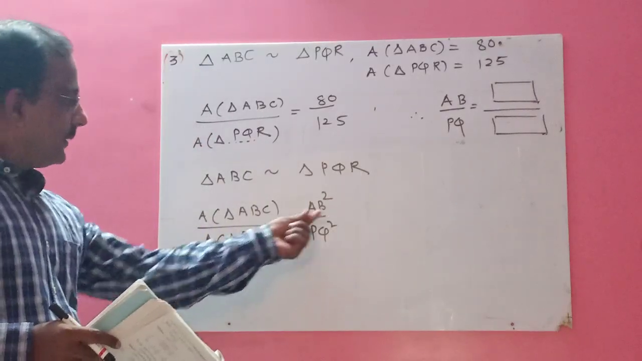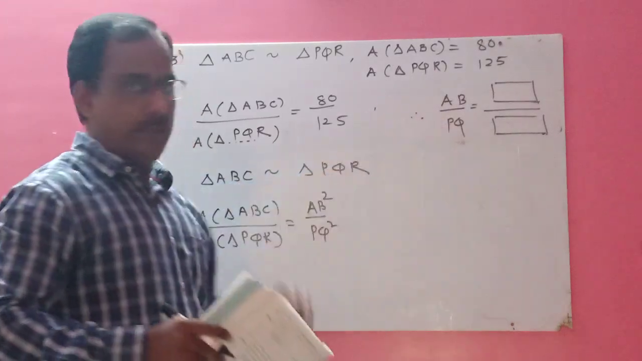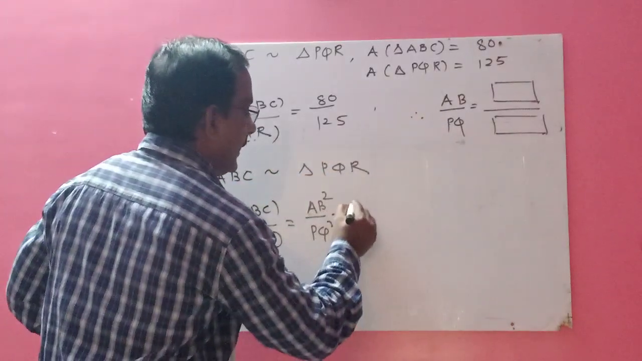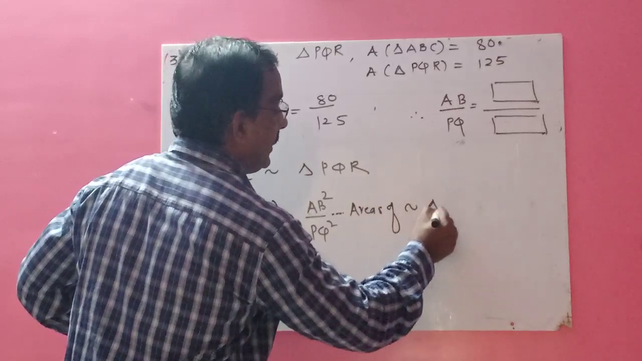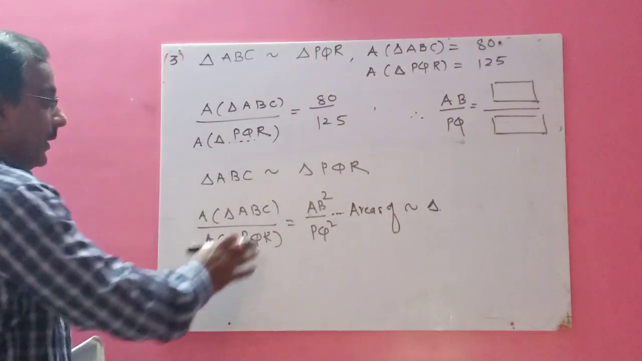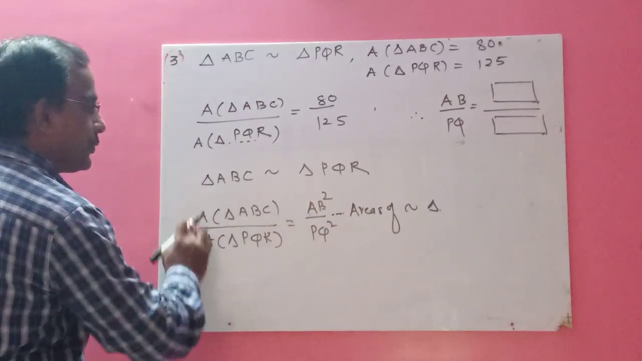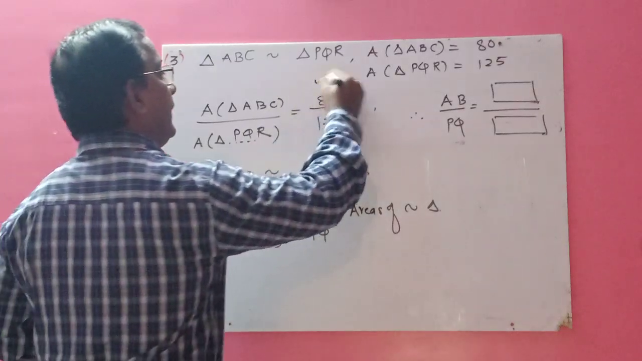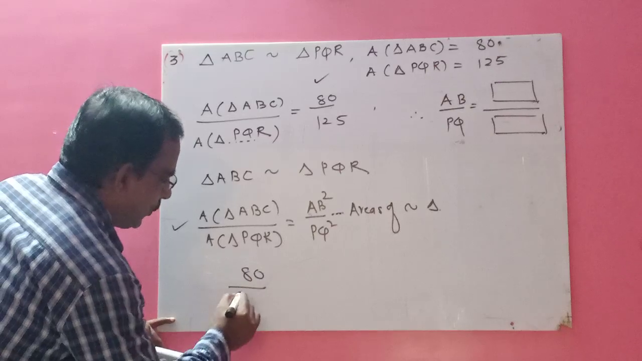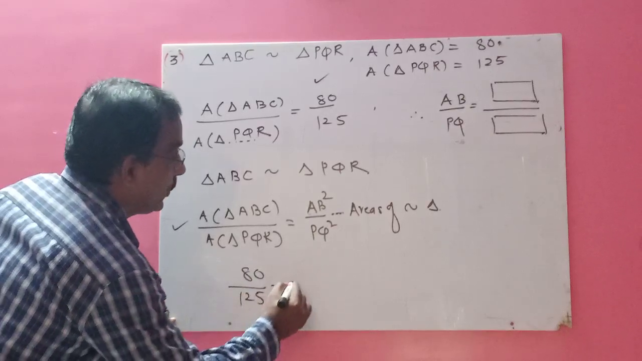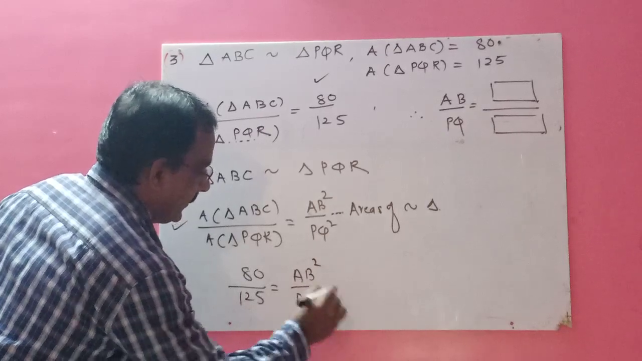You know this, even BC square upon QR square, third one, but I require this because we have to calculate this, and the reason is areas of similar triangle. Now in this equation, this ratio is given. Here it is given 80 upon 125. So write down here 80 upon 125, which is equal to AB square upon PQ square.